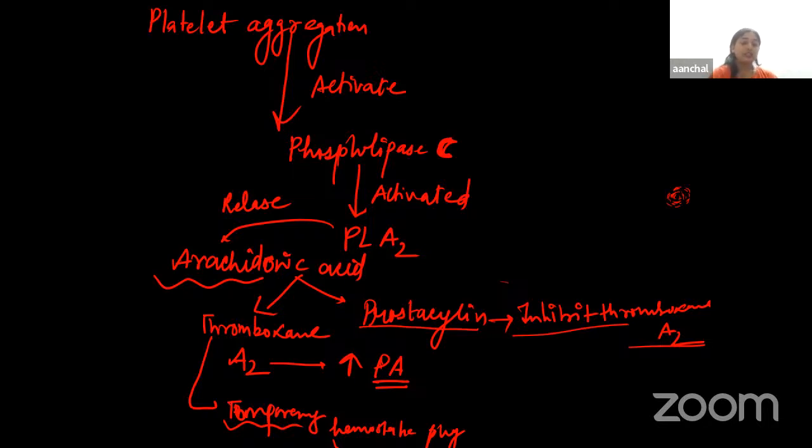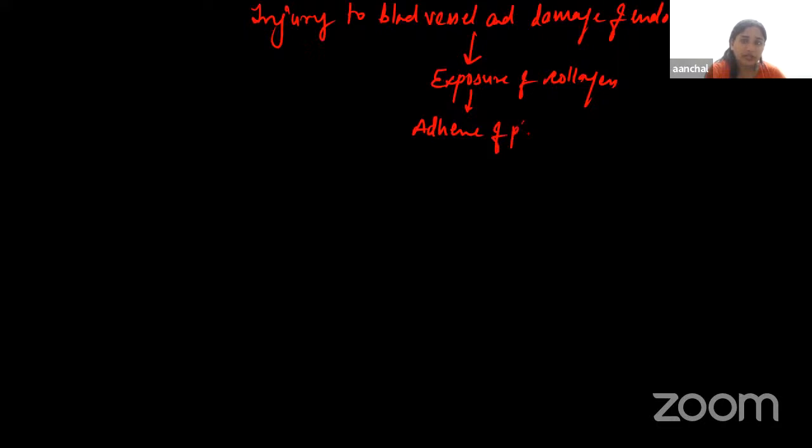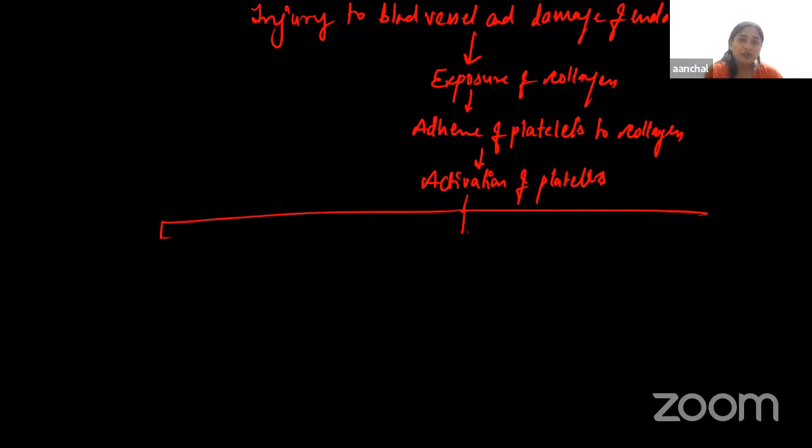And now we're going to learn this process of hemostasis with the help of a flowchart. So what happens whenever there is injury to a blood vessel and damage of the endothelium? There will be exposure of collagen, right? Whenever there is exposure of collagen, there will be adherence of platelets to collagen, which we have already studied, right? Now it will lead to activation of other platelets, right? Now what will happen? Three things will happen, and one by one we're going to understand.